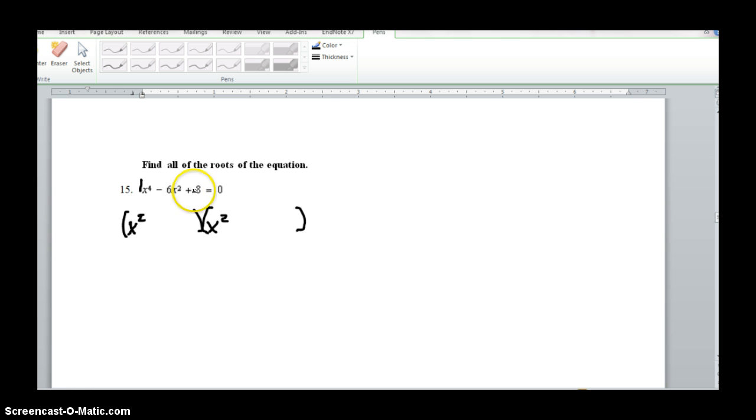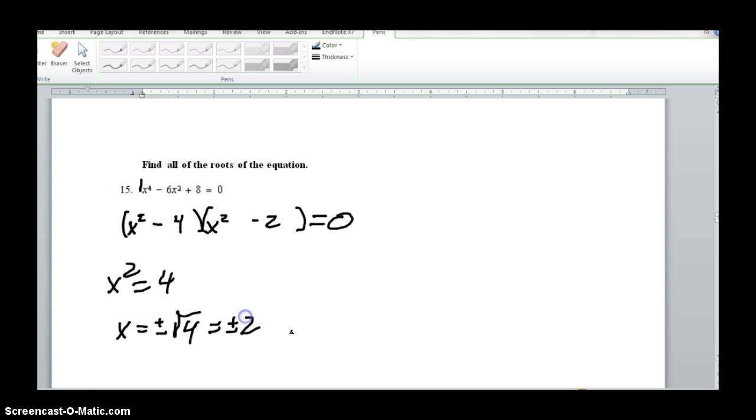Then find out what are my factors of positive 8 that add up to negative 6, and we find out that that's going to be negative 4 and negative 2. Then set each one of these factors equal to 0. X squared equals 4. X is going to equal positive or negative square root of 4, known as positive and negative 2. Here, we're going to set x squared equal to 2.